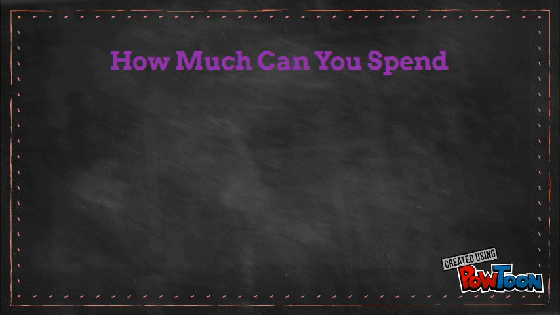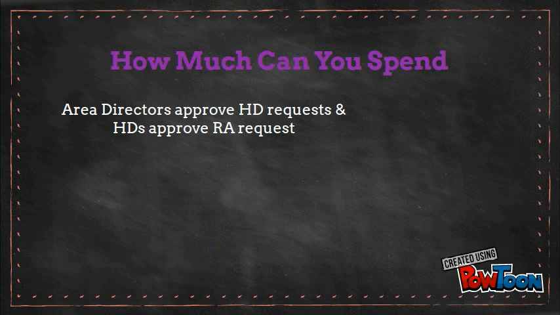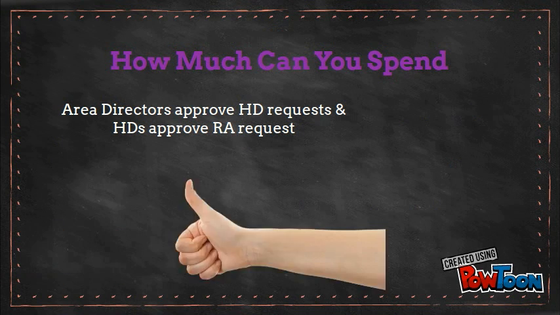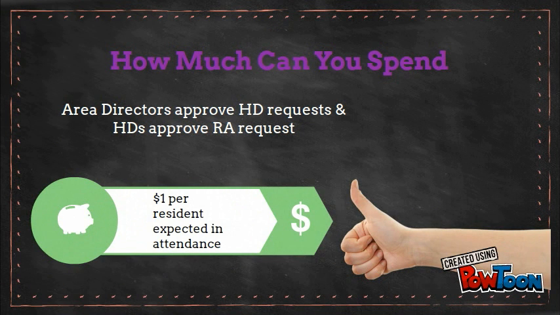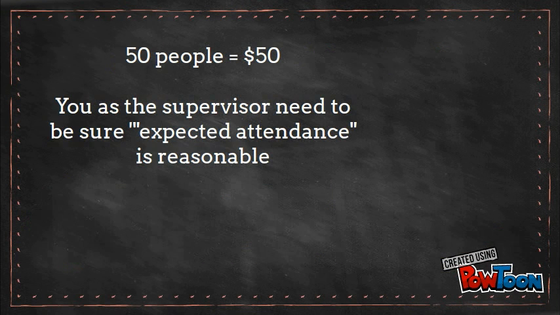So how much can you spend? Area directors will approve your programming form requests, and in turn, you will approve your RA staff requests. When approving spending, the rule of thumb is plan to spend no more than $1 per resident you expect in attendance. So if you plan to have 50 people there, you can spend $50. It's important to remember that convenience/prepared foods like Domino's and Campus Cookies are expensive. Domino's pizza should be seen as a snack, not a meal.